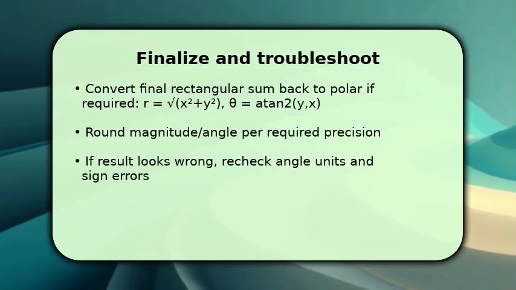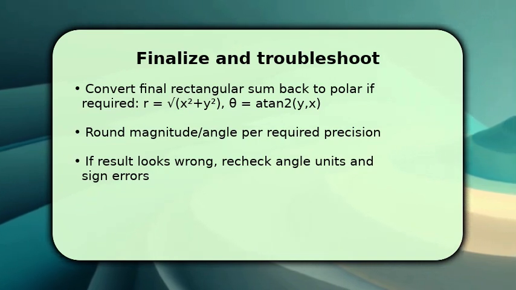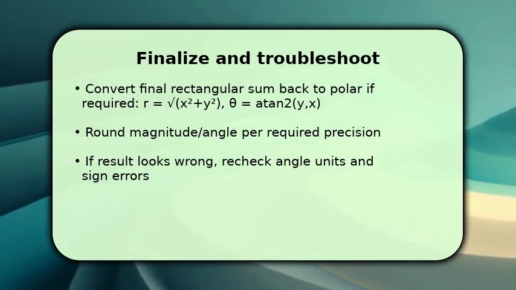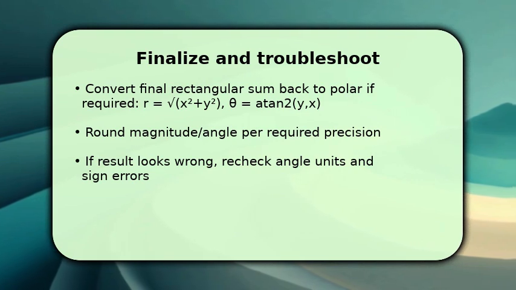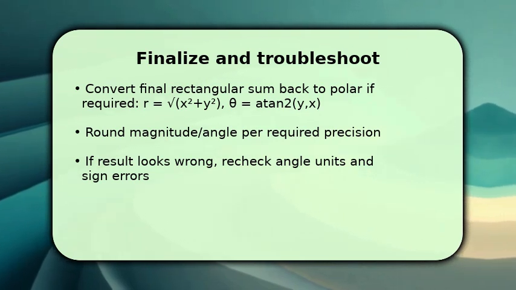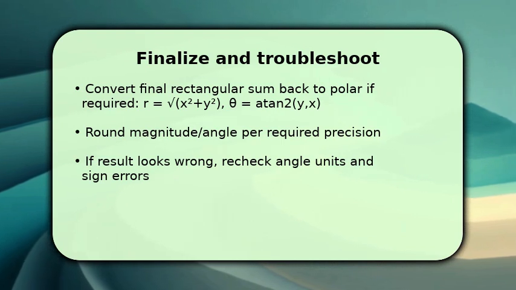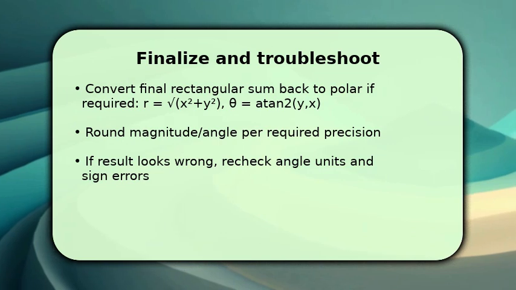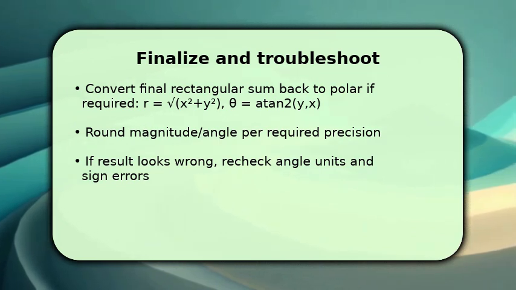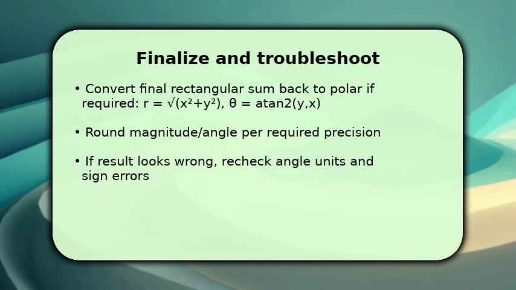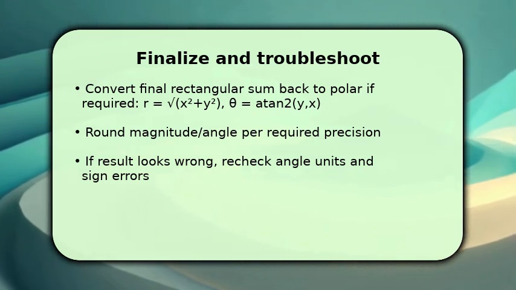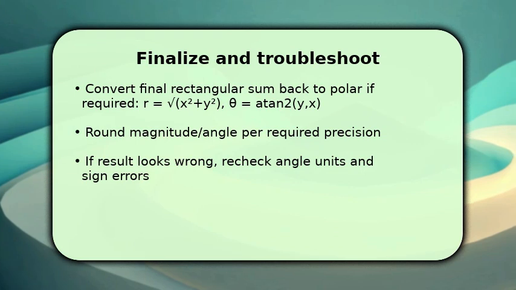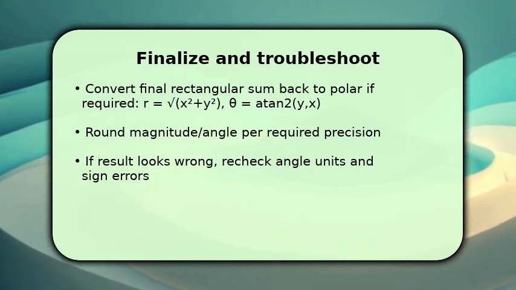Finally, convert the summed rectangular result back to polar if your answer needs magnitude and angle. Compute r equals sqrt of x squared plus y squared, and angle equals atan2 of y, x. Report the magnitude and angle with the requested precision, and make sure the angle is in the correct unit and quadrant. If numbers seem off, recheck angle unit settings, signs of imaginary parts, and any memory recall mistakes.